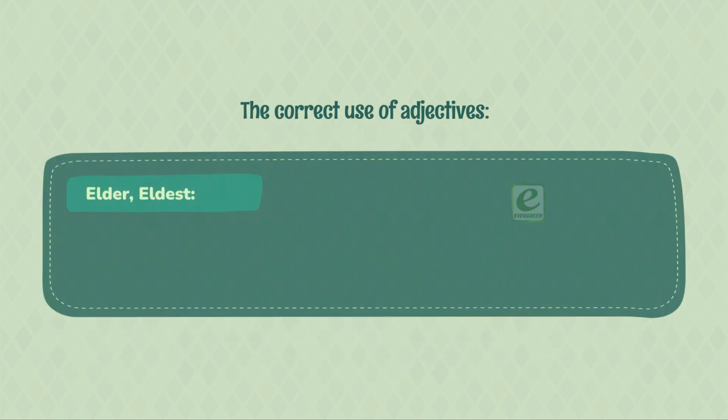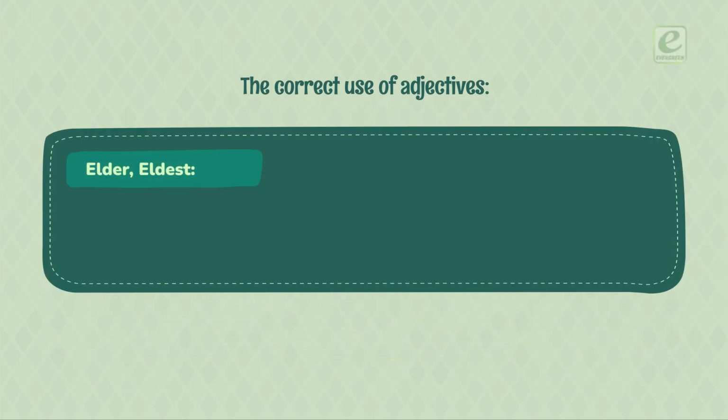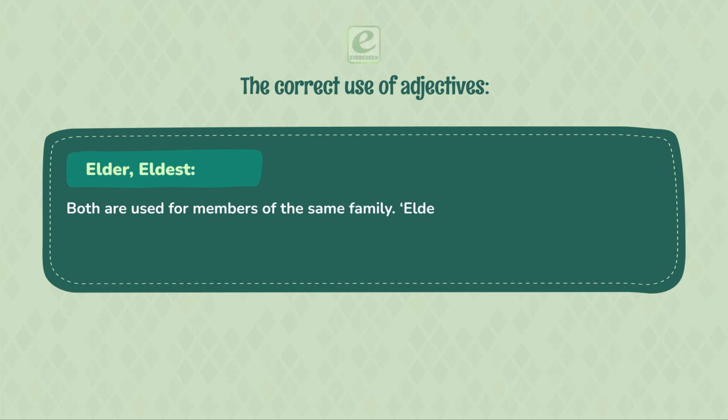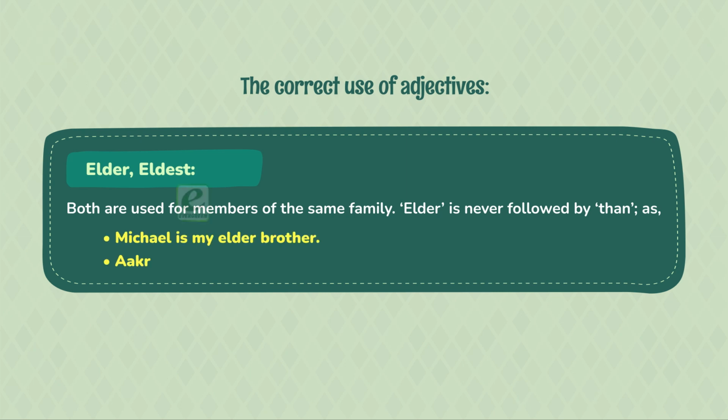The correct use of adjectives. Elder, eldest. Both are used for members of the same family. Elder is never followed by than, as Michael is my elder brother. Akriti is my eldest daughter, the firstborn.